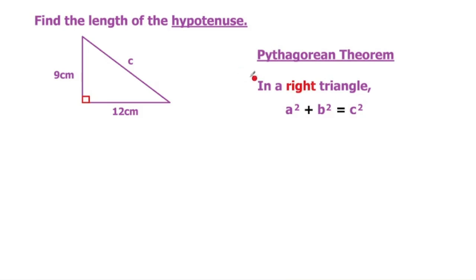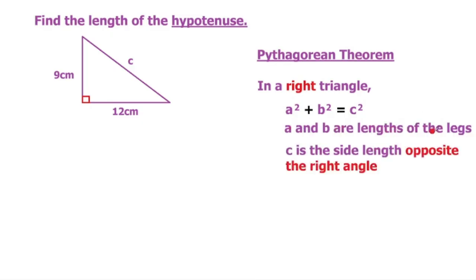So what it is in a right triangle, like what we have, a squared plus b squared equals c squared. That's the Pythagorean theorem. So what does all that mean? A and B are lengths of the legs. These are the legs, and they're attached to the 90-degree, okay? C is the side length opposite the right angle. So C is always on the opposite of the right angle, okay? Directly opposite. So again, that's the hypotenuse opposite to the right angle.